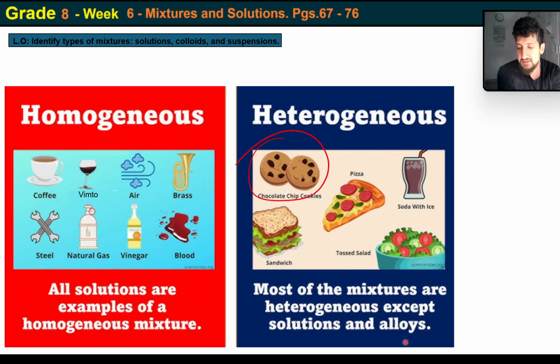You see the cookies? You see the chocolate chips? That's heterogeneous. Obvious, really. Pizza's a heterogeneous mixture. Fruit salads, normal salad, sandwich, soda with ice. Soda with ice. Now, the soda itself can be homogeneous, but the soda with the ice is heterogeneous.